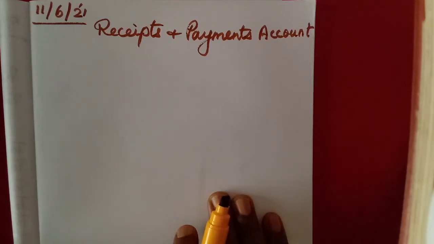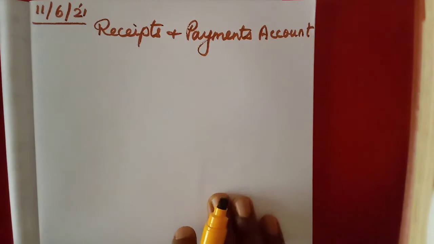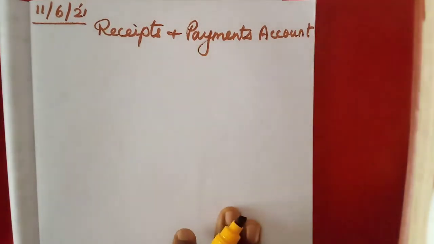Sometimes there is an opening bank overdraft or bank credit balance, if they give it in brackets or mark it CR, then we should write it on the credit side as by balance brought down bank overdraft. In the same way, if we get more payments than receipts, then on the receipt side it is to balance carried on bank overdraft.